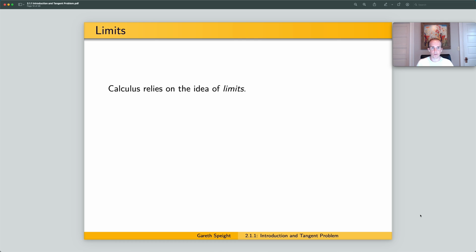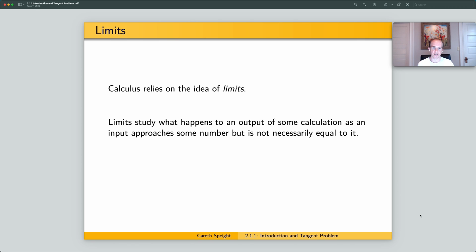Okay, so what are limits? So we're going to define them properly in the next section, but for now, let's just give an idea. So calculus relies on the idea of limits, and limits study what happens to an output of some calculation as an input approaches some number, but is not necessarily equal to that number. And it sounds kind of vague because there are many different examples of limits and they arise in many different circumstances. So if it's something very general, then the best I can do is give a kind of vague description for the moment.